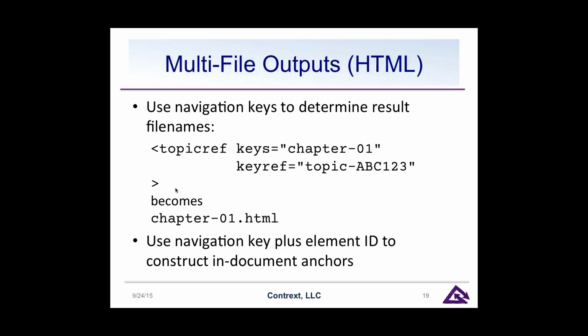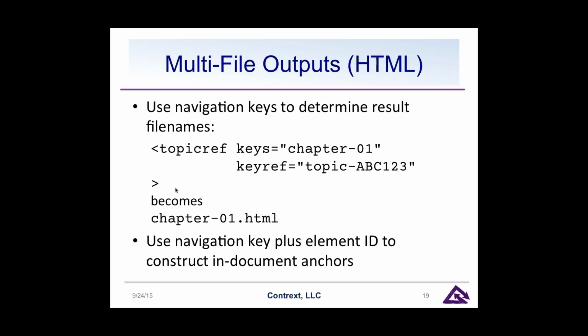So for my multi-file outputs, I'm going to use my navigation keys to determine the result file names. The basic rule for data processing for generating HTML, certainly what the Open Toolkit does, is that for every input source topic, there's a corresponding HTML file. The way the Open Toolkit works out of the box is that whatever the source file name is is used as the HTML file name. Here we want to change that so that instead of using the source topic file name as the HTML file name, we use the navigation key that we've used to reference that topic as the result HTML file name, right? So for example, here I've got a topic ref. The key is chapter 1.